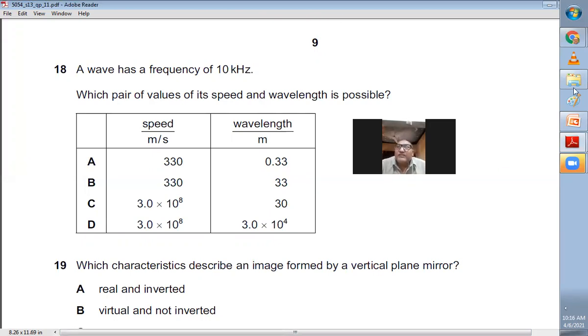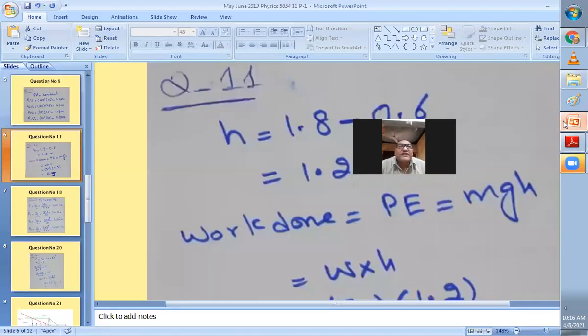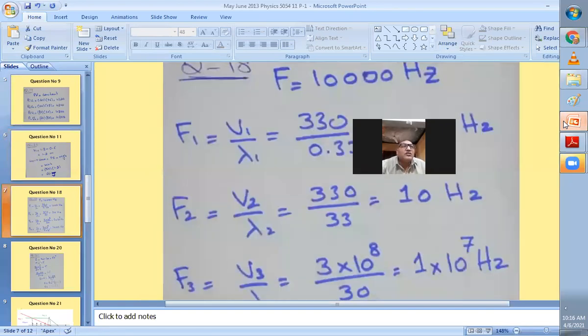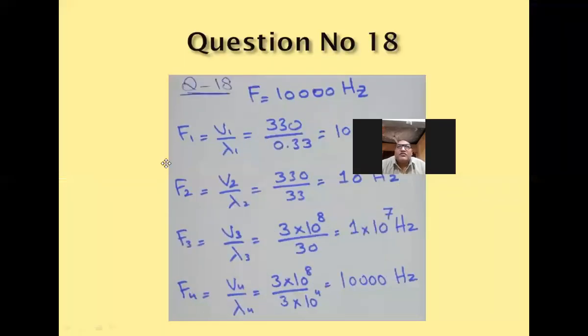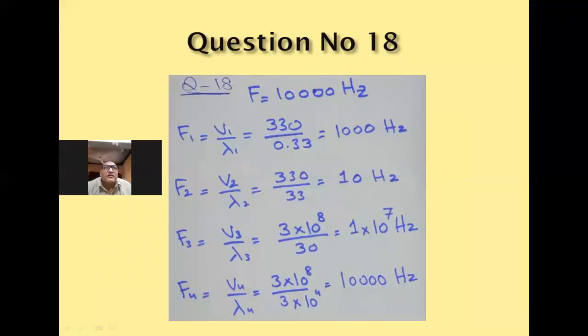So I've done this on a paper. Let me show this, question number 18. So here we come. F is equal to 10,000 hertz. So we will check for all the options which option gives a frequency equal to 10,000 hertz.